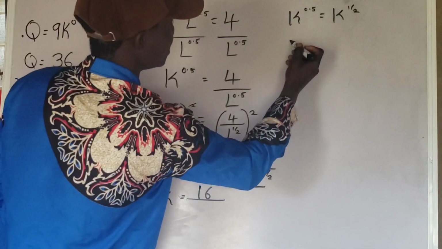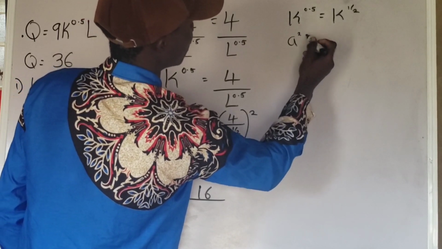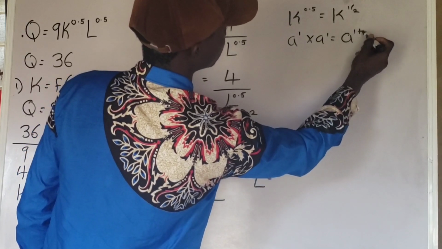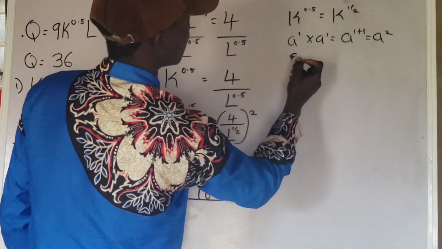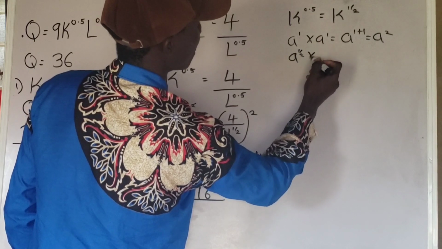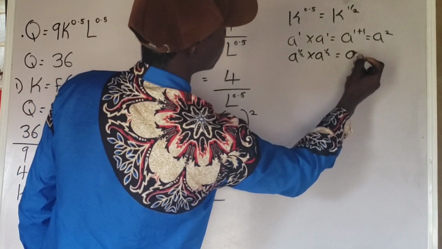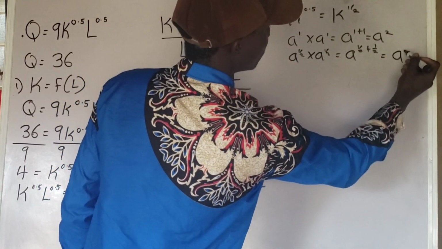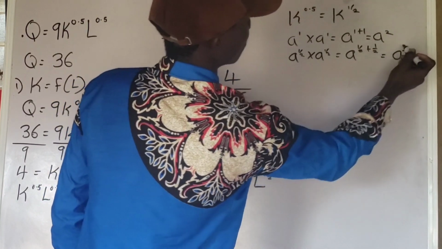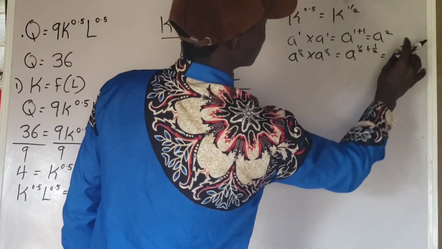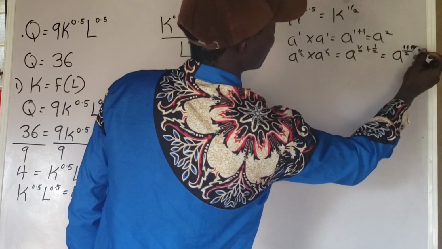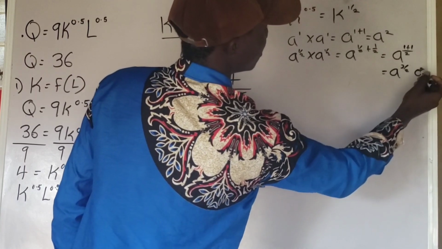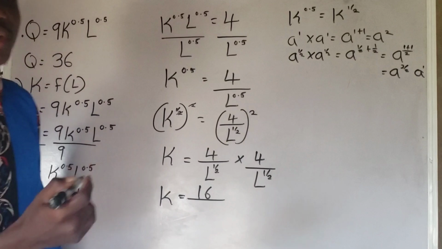Now, according to the law of indices, if I have a raised to the power of 1 times a raised to the power of 1, that is a raised to the power of 1 plus 1, which is a raised to the power of 2. If I have a raised to the power of 1 over 2 multiplied by a raised to the power of 1 over 2, that will be a raised to the power of 1 over 2 plus 1 over 2. The LCM is 2, so I'm going to have 1 plus 1, that is a raised to the power of 2 over 2, which is a raised to the power 1. You understand? A raised to the power 1 is still the same thing as A.